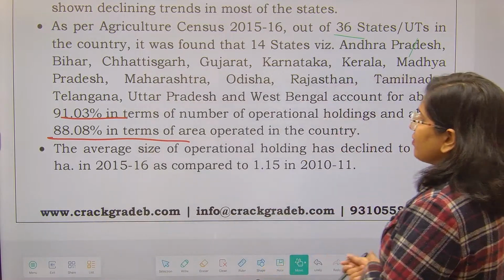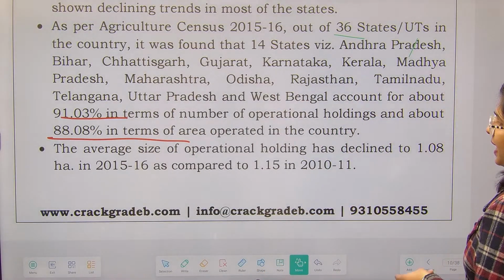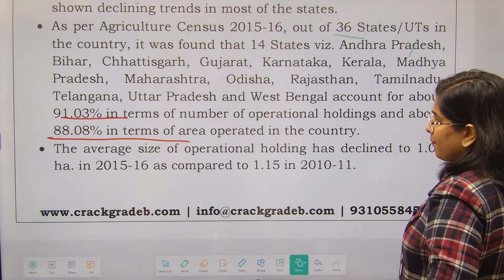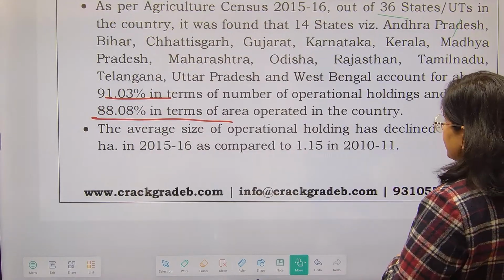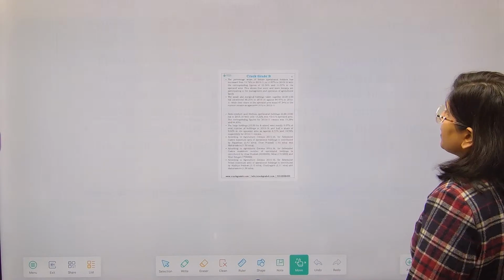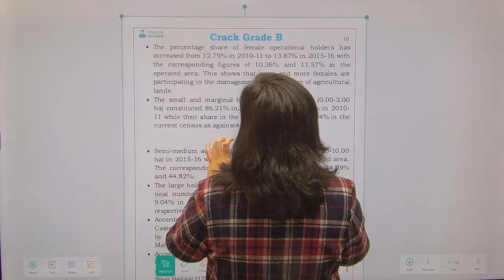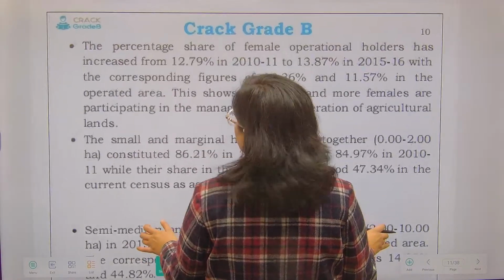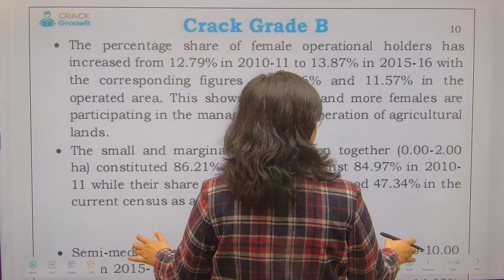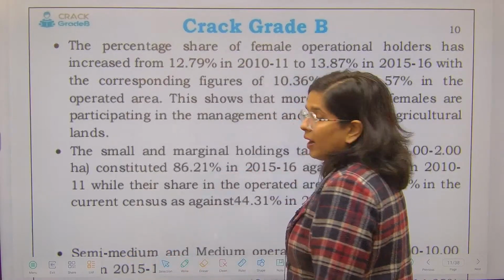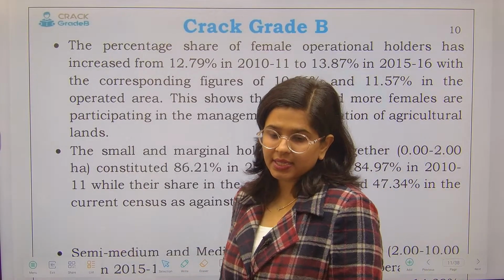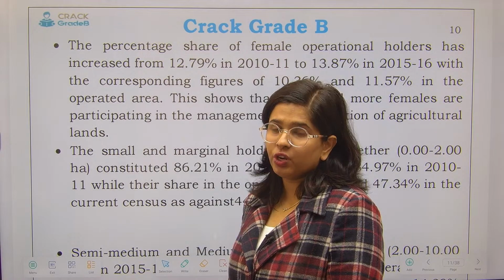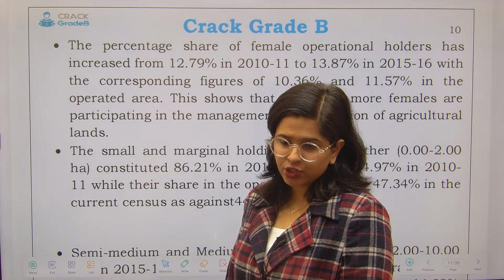Now the next thing is average size of the operational holding. It has declined to 1.08 hectares as compared to 1.15 hectares in 2010-11. So this can be remembered. Now again we will be focusing on the basics over here. Female operational holders ka data needs to be remembered.